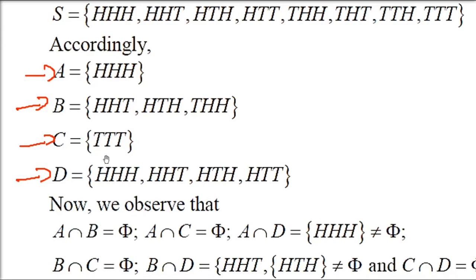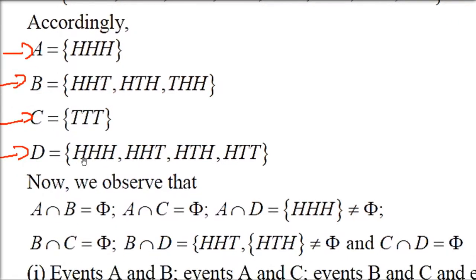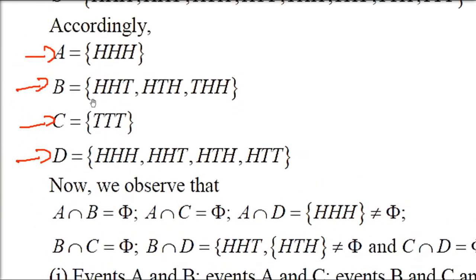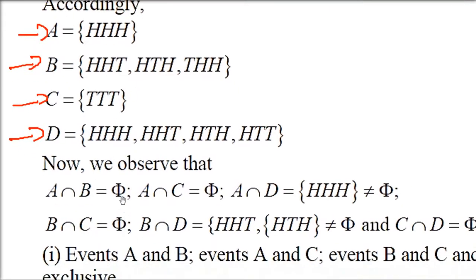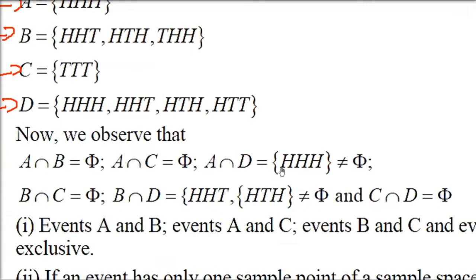So A and B, what is common? Nothing is common. A and C, what is common? Nothing is common. A and D, what is common? Yes, HHH is common. So it's not equal to the null set. Now B and C, nothing is common, so the intersection is phi. Now B and D. We have a commonality, HHT and HTH. So B and D is not equal to phi. C and D, is something common? Nothing is common.